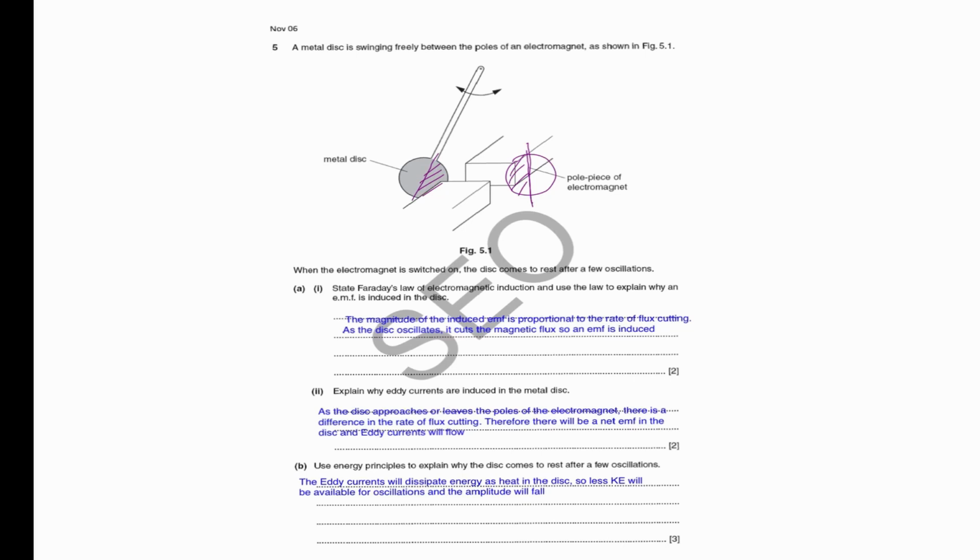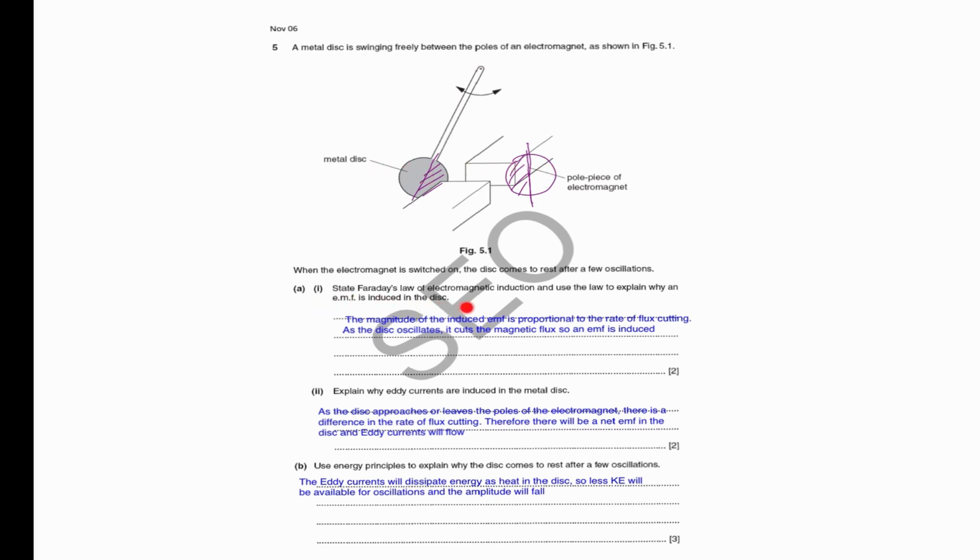A metal disc is swinging freely between the poles of an electromagnet. So imagine this disc is swinging freely. First part, they told you when the electromagnet is switched on. Actually these are not permanent magnets, these are electromagnets. That means when you switch on the current, it becomes a magnet. So the disc comes to rest after a few oscillations. That means after oscillating a few times, it will slow down and then finally stop.